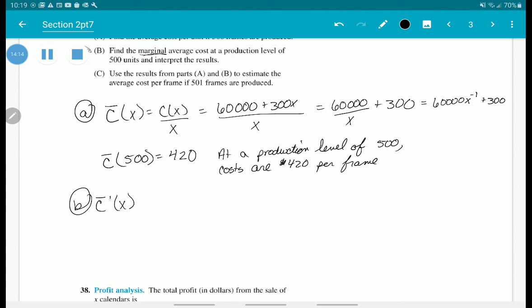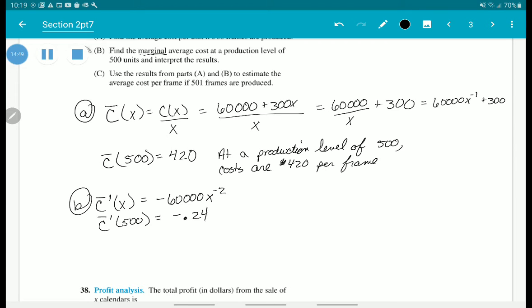Now notice my notation here. This is still an average cost, but it's the derivative of the average cost. So it's important to put that bar over the C as well as notate that's a derivative. So we have negative 60,000 x to the negative 2. And then if we were to find that value at 500, we're just going to plug 500 into our equation. And that's negative 0.24.